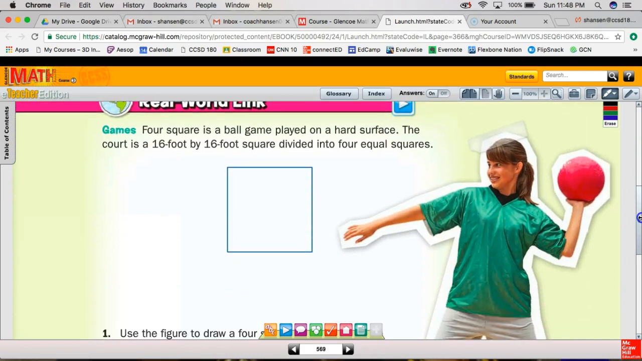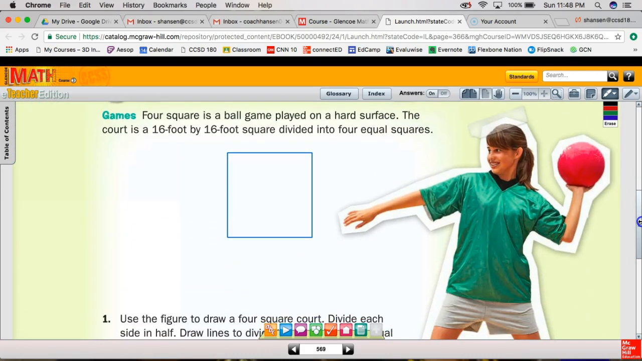Have you ever played Foursquare? I never did. I saw the courts and stuff drawn outside, and I never once played Foursquare. This actually looks like it's a bootleg picture from somebody playing dodgeball. I don't think this is a Foursquare picture, even though they're talking about Foursquare.